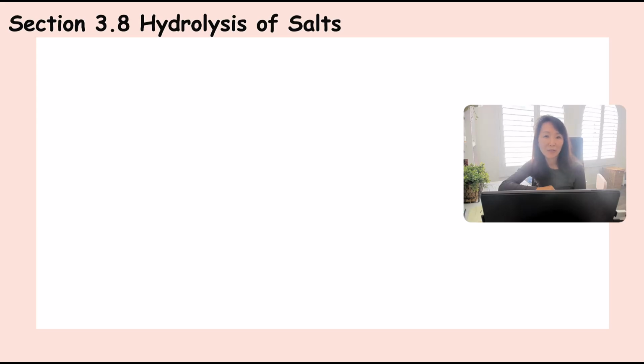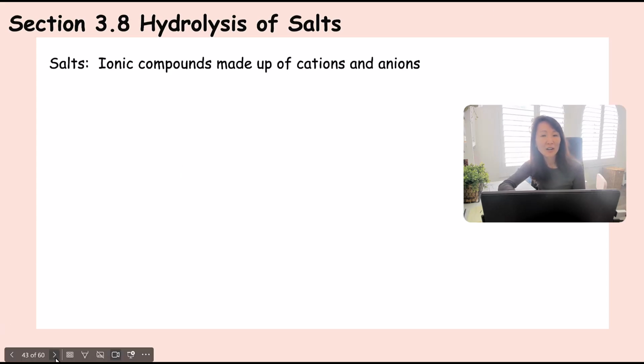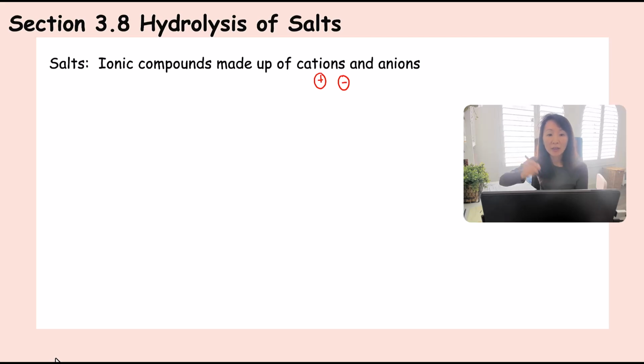In this video, we'll cover hydrolysis of salts. What exactly are salts? Salts are ionic compounds made up of a cation and an anion. A cation has a positive charge, and an anion has a negative charge. So ionic compounds are made up of a cation and an anion.